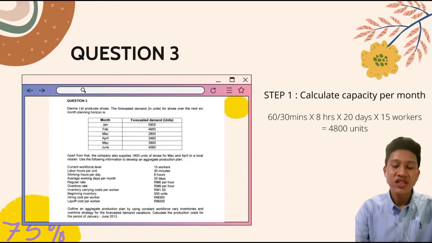Okay, now the first step of the calculation is to calculate the capacity per month. 60 over 30 minutes, because the labor hours per unit is 30 minutes, times 8 working hours per day, times 20 average working days per month, times 15 workers, equals 4,800 units per month. So that is the capacity per month. Let's move to the next part.